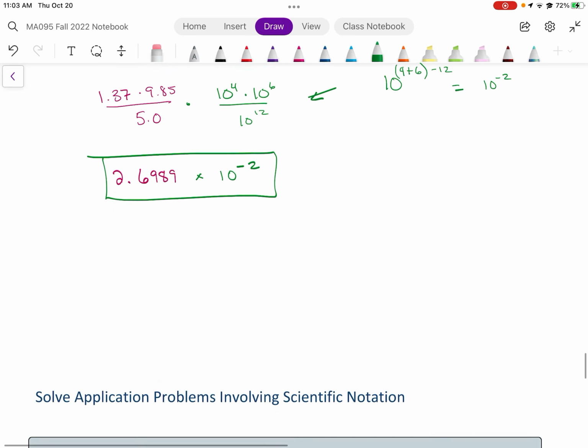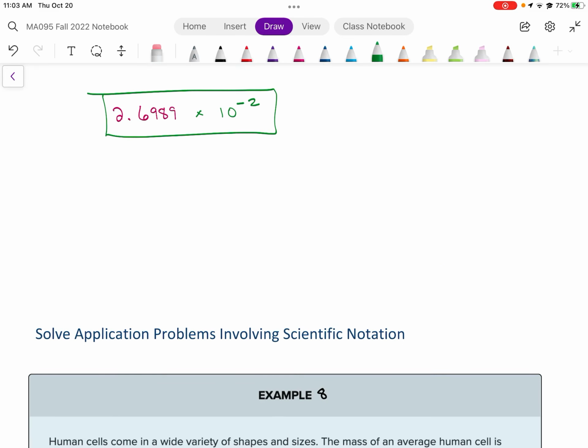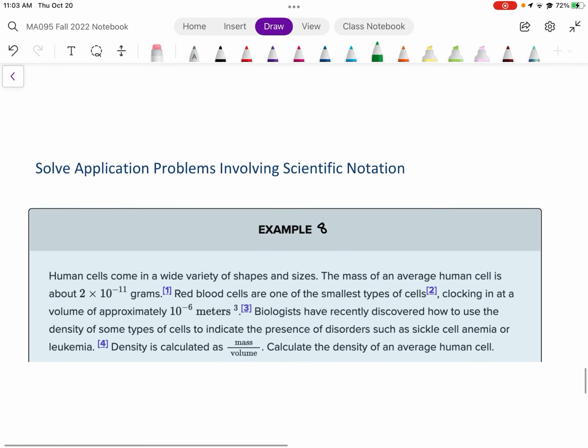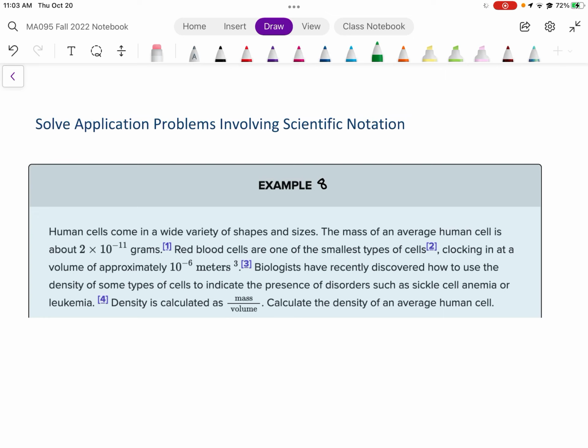All right, so from here we have some application problems. So we're going to look at, why don't you pause the video and read through this problem right here. All right, so human cells come in a wide variety of shapes and sizes. The mass of an average human cell, we've got a number here, so I'm going to say mass right there, grams. Red blood cells are one of the smallest types, clocking in at approximately 10 to the minus 6 meters cubed. Okay, so that is a volume, so it's cubed. So usually I would write meters cubed as m cubed. I just think it's a little weird to put a cubed on a word, but meters cubed.